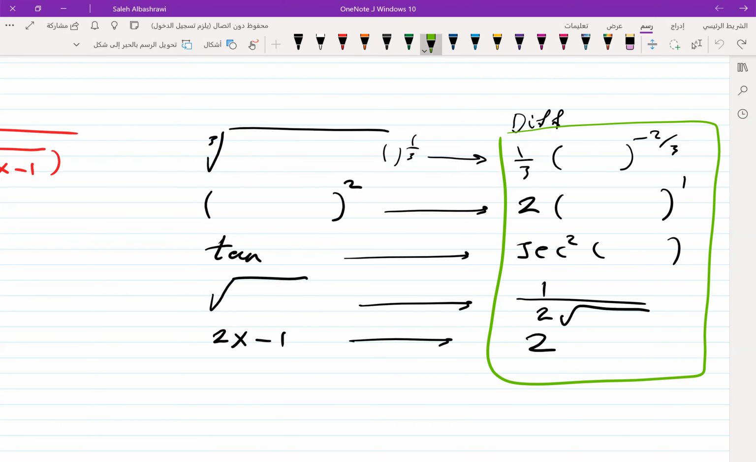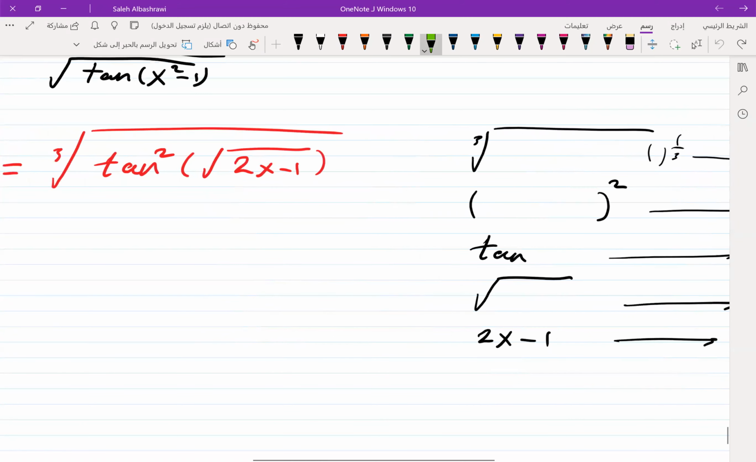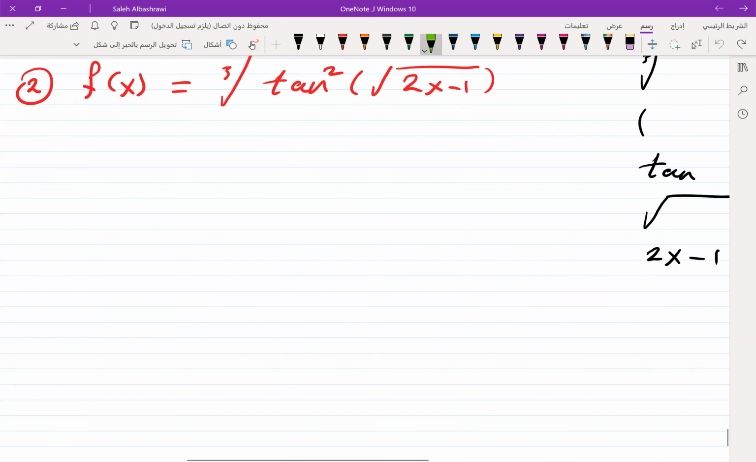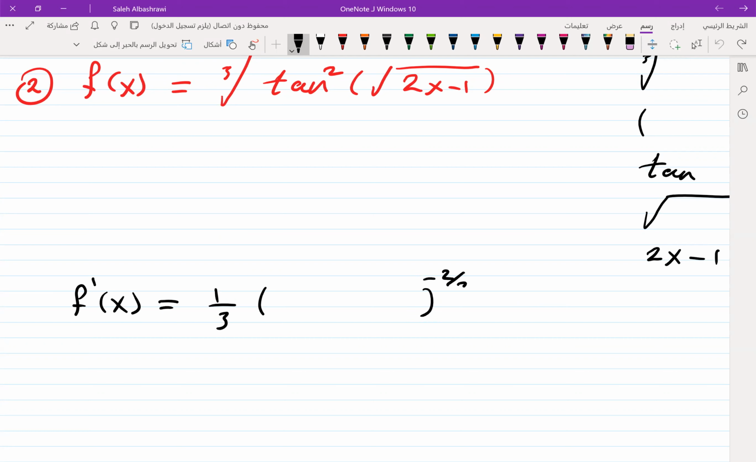Let me write all of them now for the function or for the derivative. So the derivative f prime of this function is equal to, the first one was 1/3 to power minus 2 over 3. This is the first derivative. Multiplied by the second derivative, which is the power, it is this one. This is the number 2. So it is 2 multiplied by bracket. I will write it down later on.